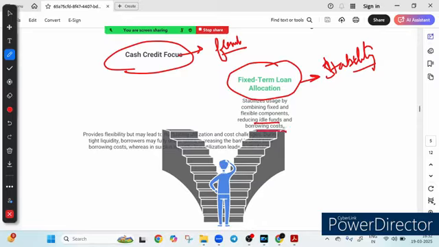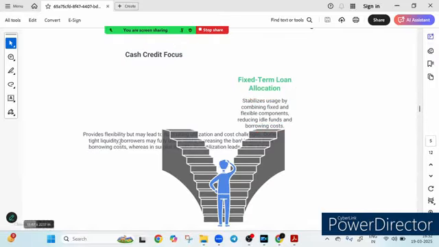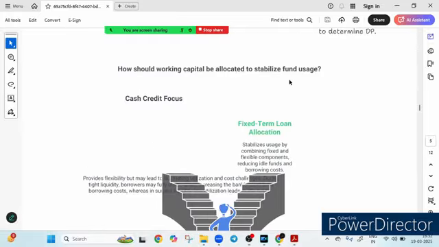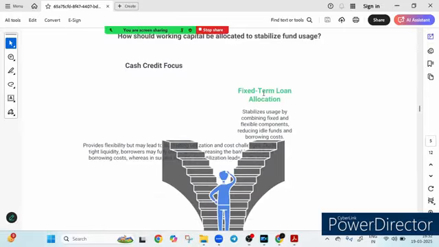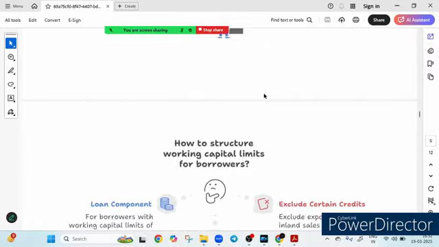So which part should you choose, the flexibility of cash credit or the stability of fixed term loan? Because whenever a bank offers a fixed term loan, it combines both the fixed and flexible components. That is the point I want to raise here. So the question was, how should working capital be allocated to stabilize fund usage? By using this fixed term loan allocation.